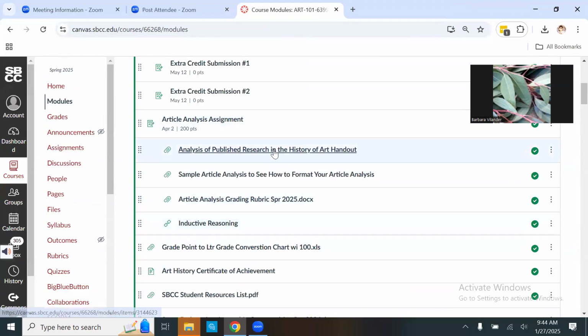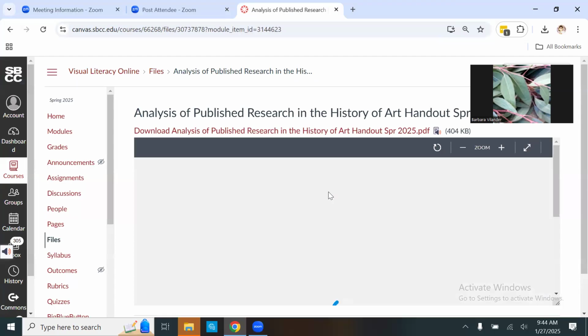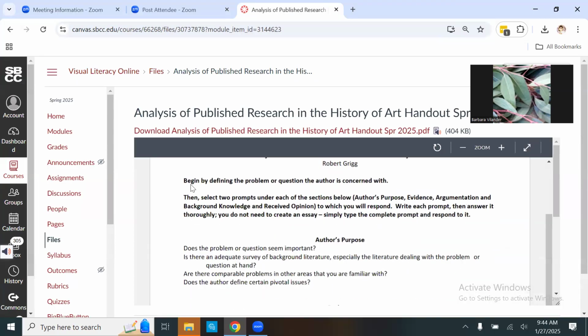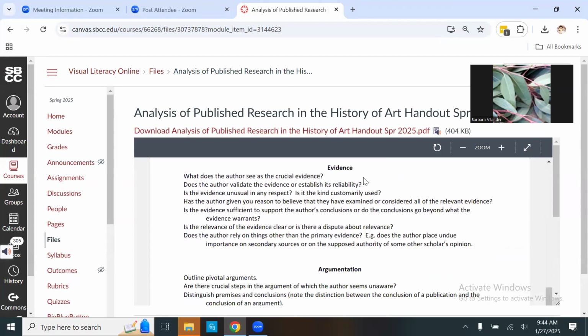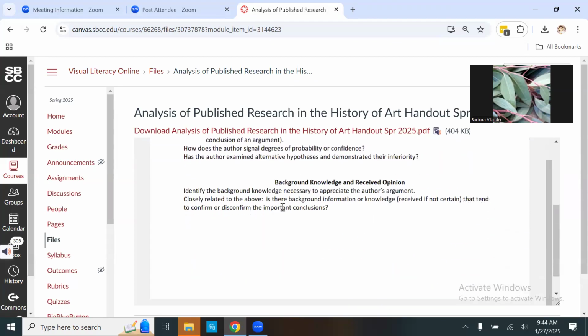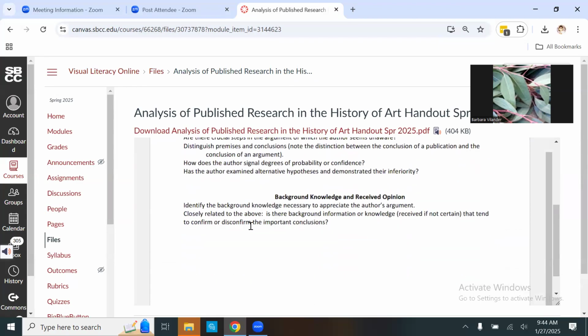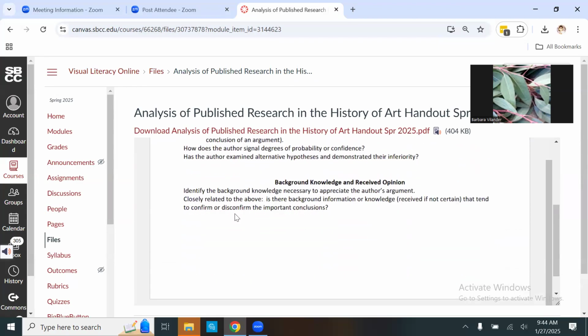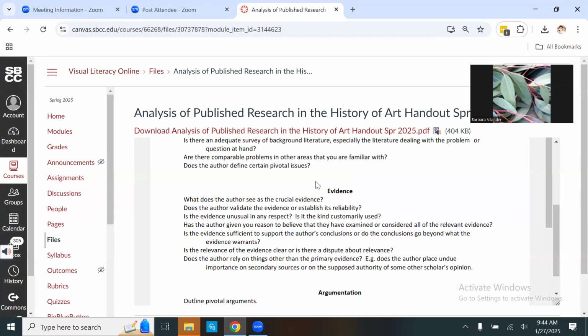And then this is the handout that I mentioned that you get those prompts from, okay? So you're going to read the article. You're going to begin by defining the problem, the question the author is concerned with. Then, under author's purpose, evidence, argumentation, and background knowledge and received opinion, you pick 2 prompts. Any 2 prompts under here, okay? Now, background knowledge and received opinion only has 2 prompts, okay? But you want to pick any 2 prompts. I want you to type the prompt and answer the prompt, okay?